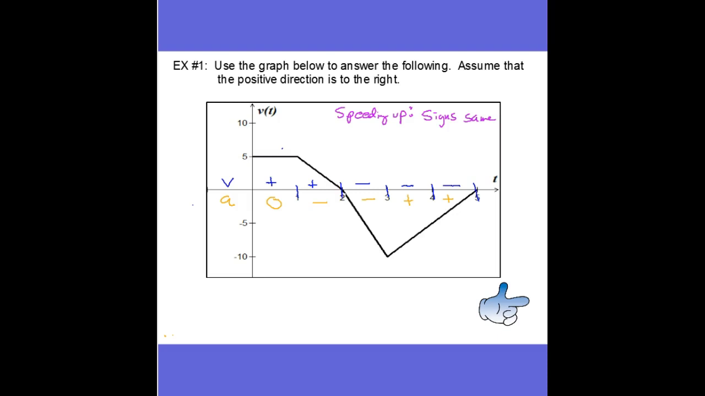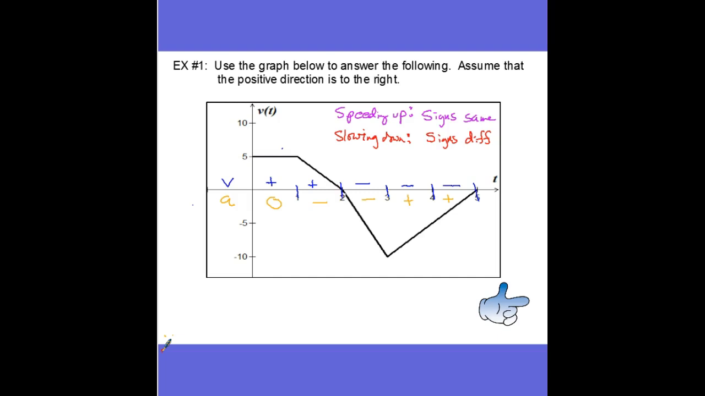Now, the other possibility is this. The signs are different. And when that happens, it's slowing down. The reason is because the acceleration and the velocity are at that point acting in opposition to each other. So I think I've got enough information to answer this question.